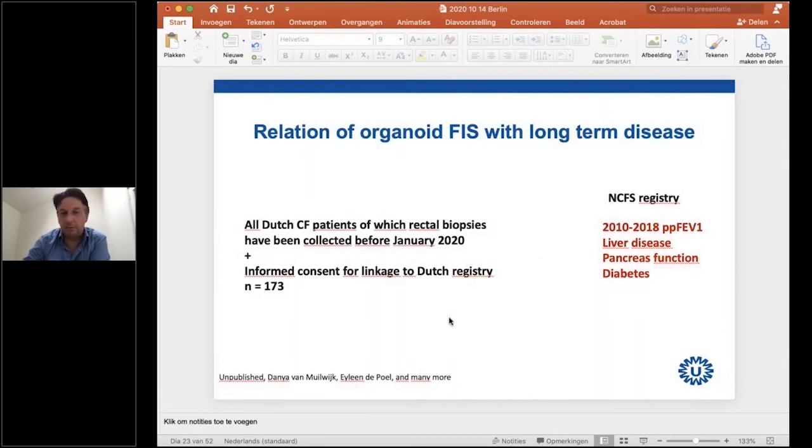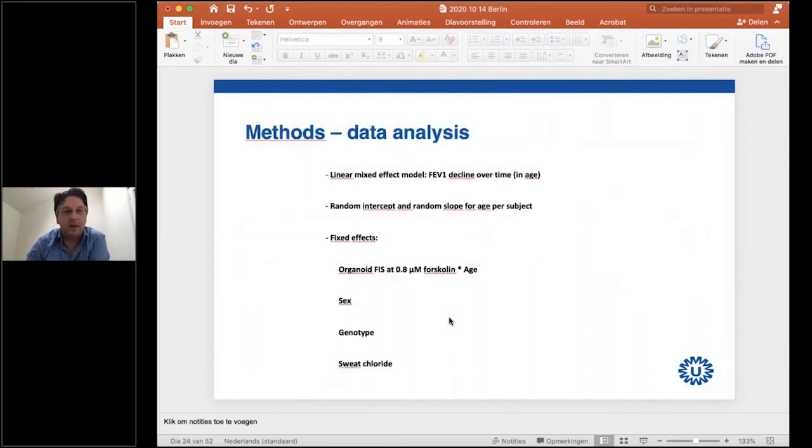This is still all unpublished. I'm really not a statistician. I always have to rely on the people who do the math and the statistics. Danya is really good in these types of things, but we used a linear mixed effect model with random intercept and random slope, and several fixed effects like organoids.